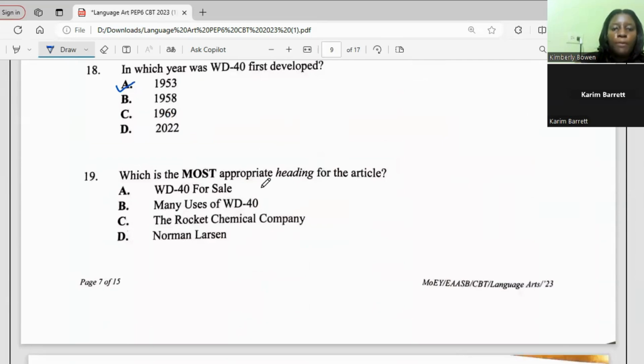Which is the most appropriate heading for the article? WD-40 for sale, many uses of WD-40, the Rocket Chemical Company, or Norman Larson. Which one would you choose, Karim? I would choose B. B is correct. So in the passage, we can see that there were many uses of the WD-40. Very good, Karim.